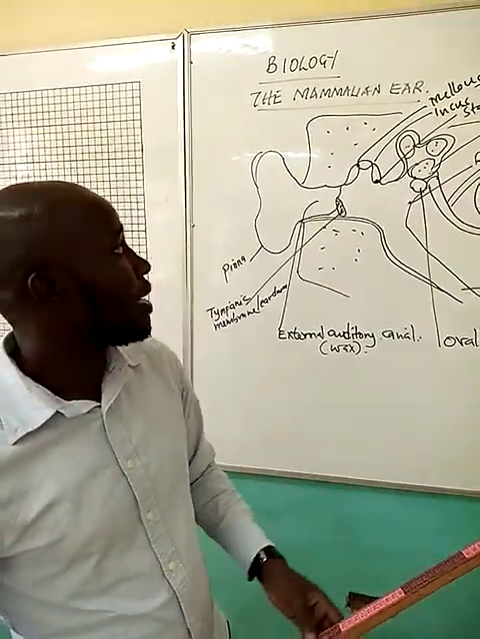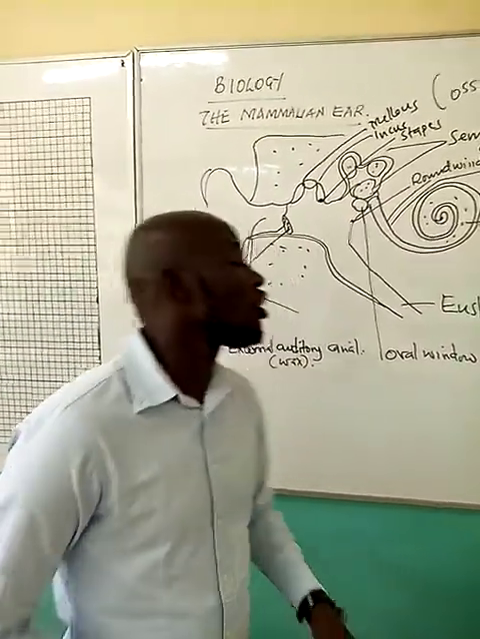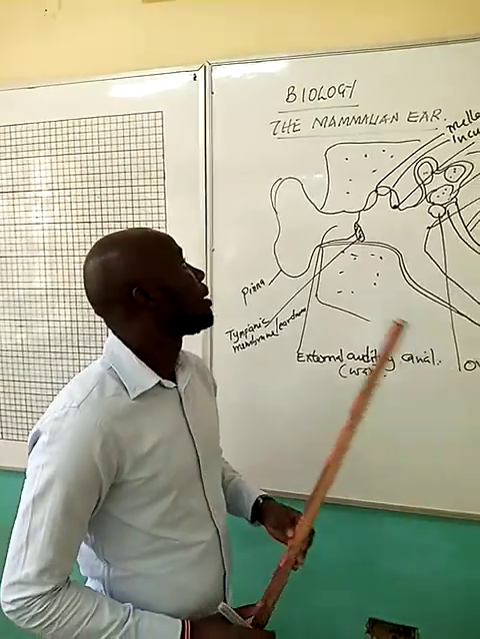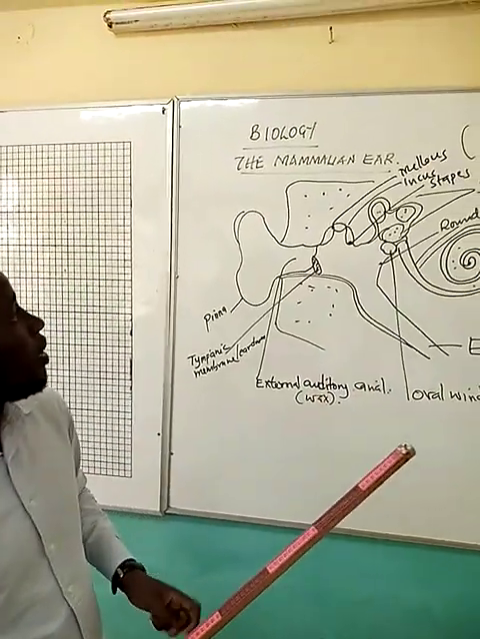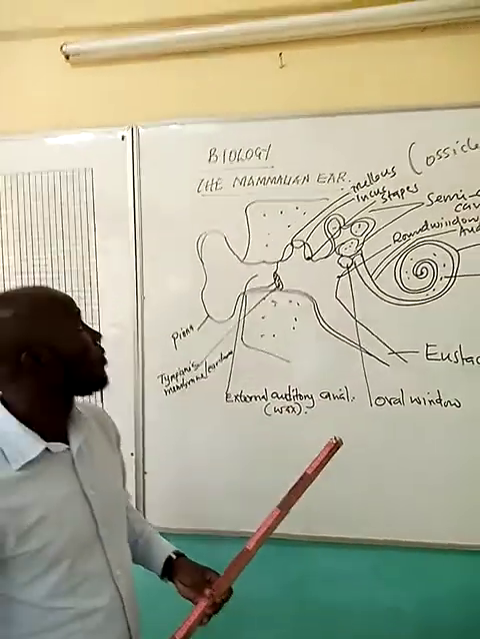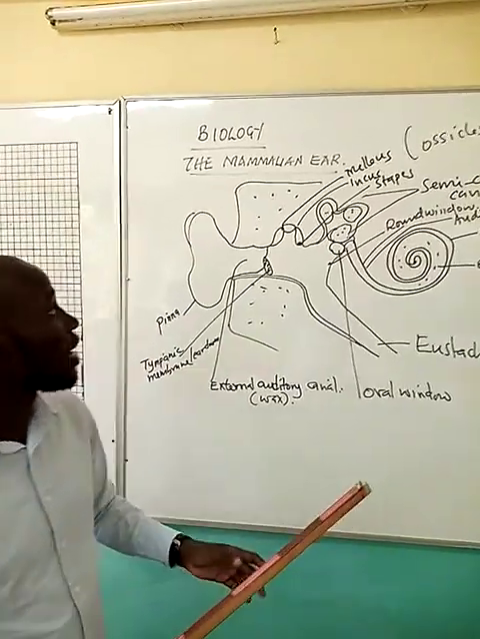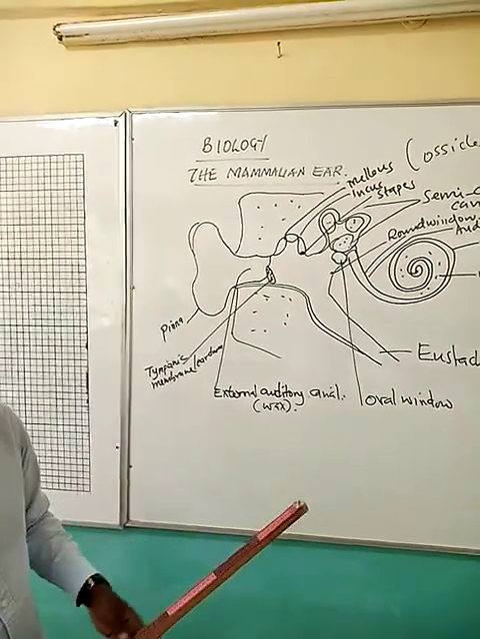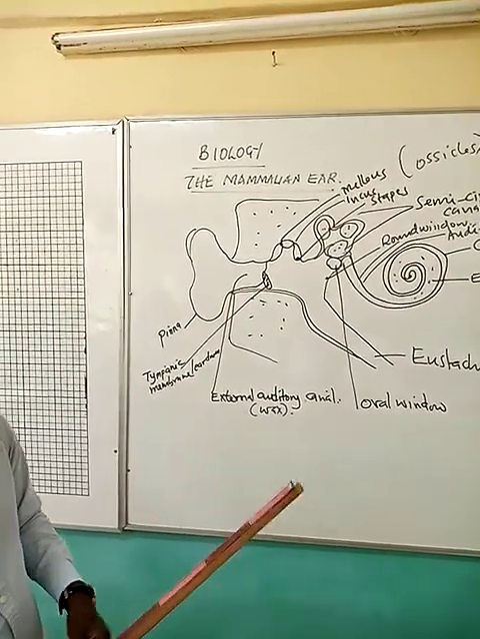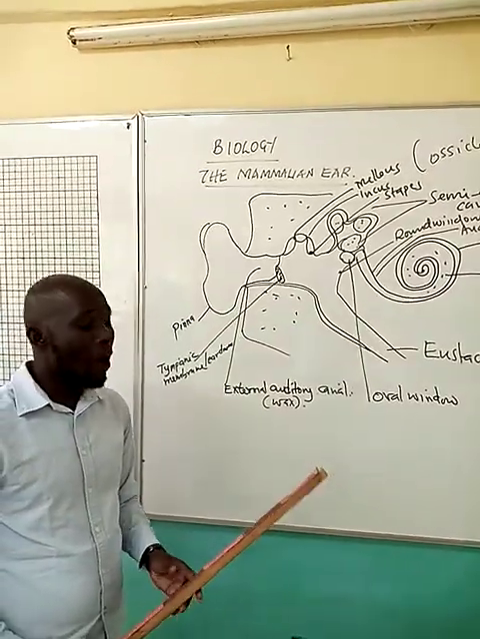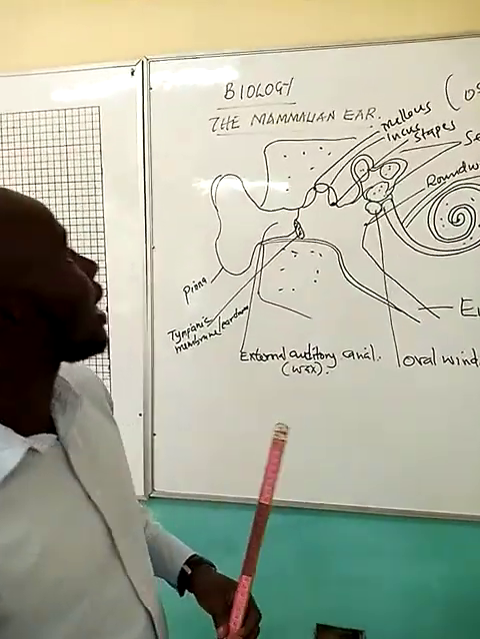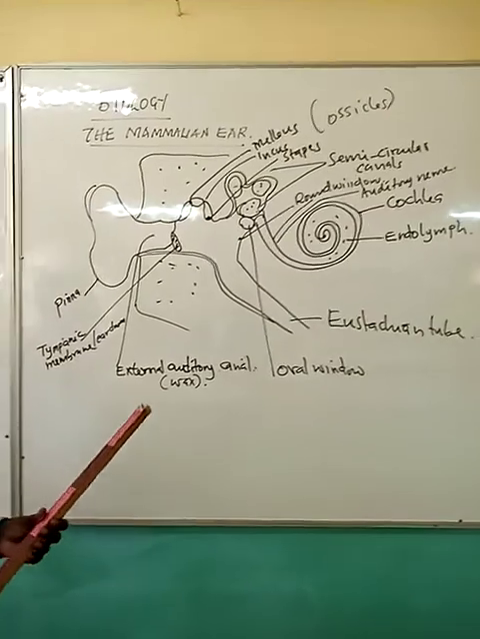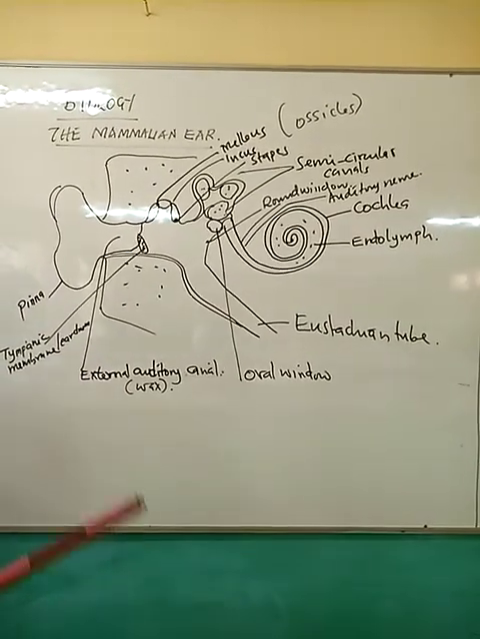Welcome to our today's lesson, which is going to talk about the mammalian ear. Just like we know, they are vital organs of the body. The ear is one of them. So we want to look at how this structure, or rather the organ, the ear, carries out its functions.